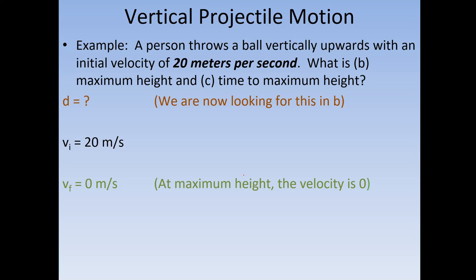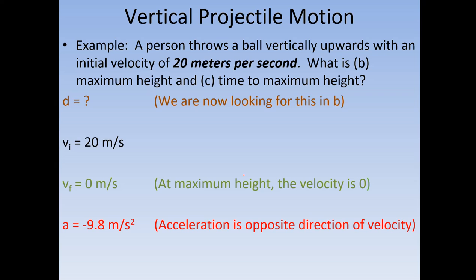You throw the ball upwards. When it reaches the very top, that is the moment when it stops moving upwards and starts moving downwards. So there's a moment where the velocity will be 0, and that's at the very top, the very max height. Because if there was any other velocity besides 0, then it would be going even higher. All right. Our acceleration, once again, is still negative 9.8. And then the time is something that we're going to look for in part C.